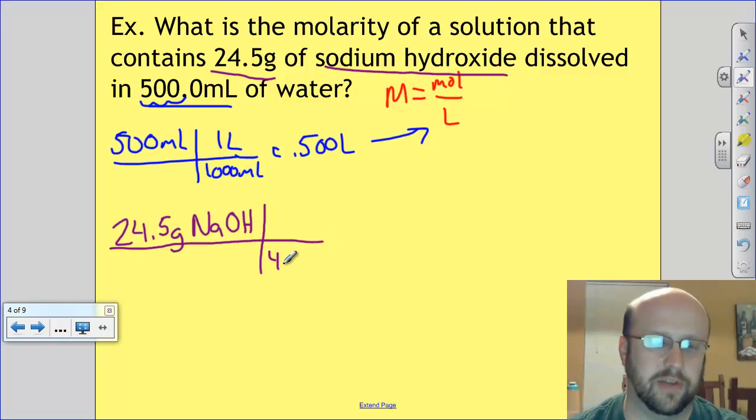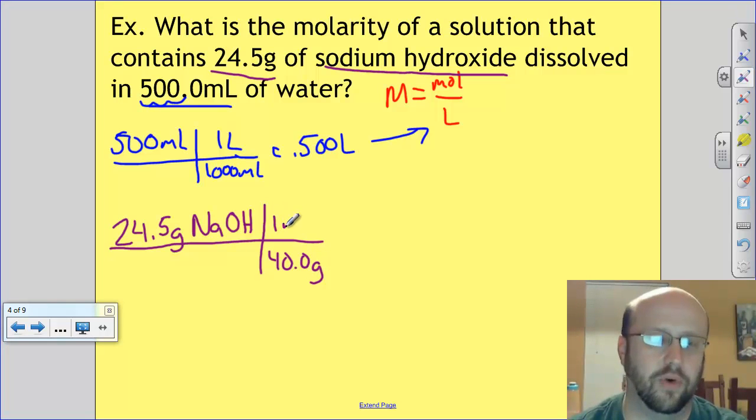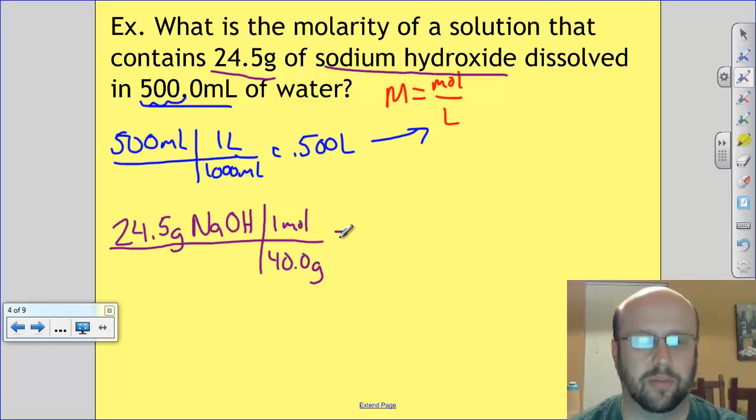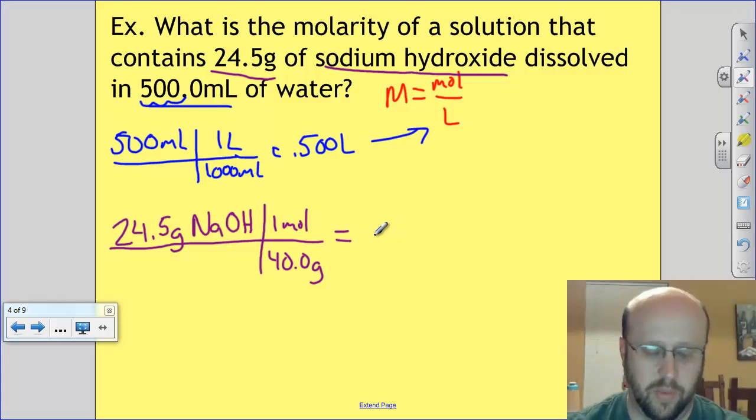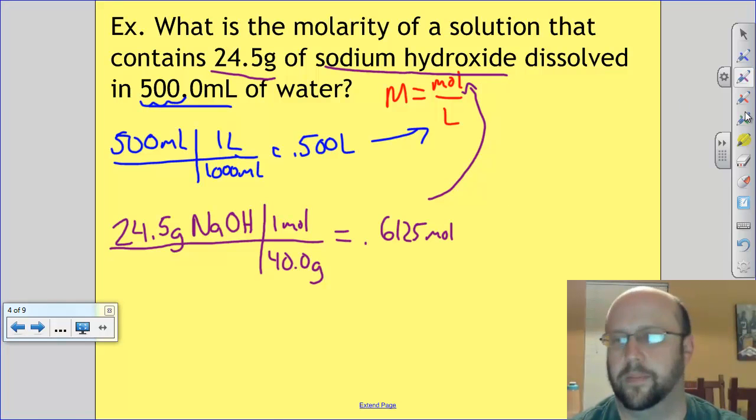We look all that stuff up on the table. Sodium's 23, oxygen 16, and hydrogen is 1. So that gives us 40 grams in 1 mole as the molar mass. And so we calculate that out, and we get 0.6125 moles of sodium hydroxide. So that then we're going to take and plug in right there.